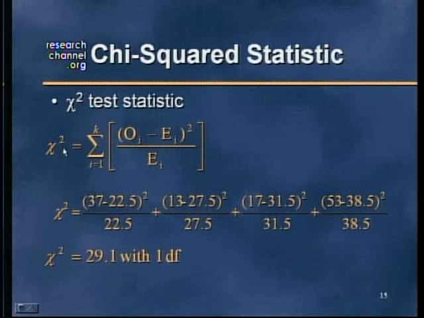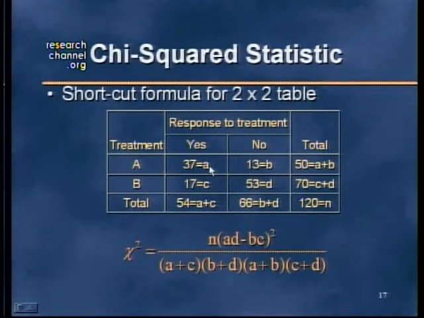Okay, so this was the long way of calculating the chi-square statistic. There's a shortcut for 2x2 tables where you don't have to calculate expected counts at all. All that you have to do is label the cells as A, B, C, and D. Then we can talk about the row totals. We can talk about the column totals. And the shortcut formula says take the overall total of 120 and then multiply it by the cross product of A times D minus B times C.